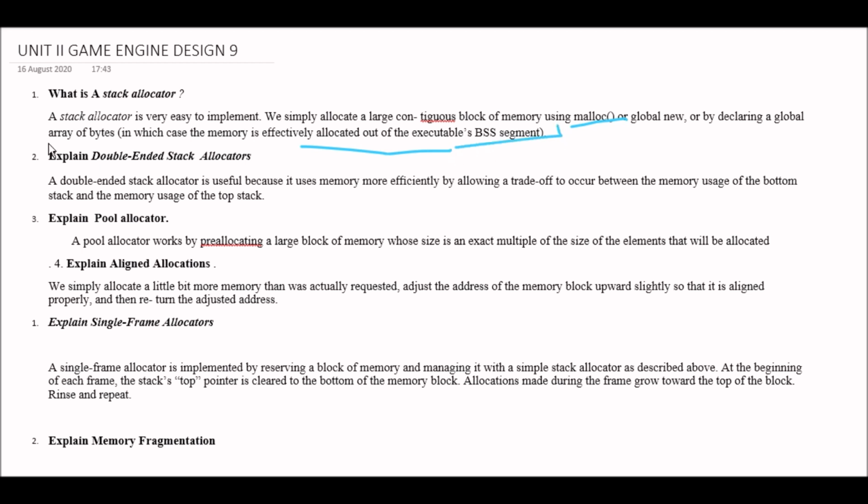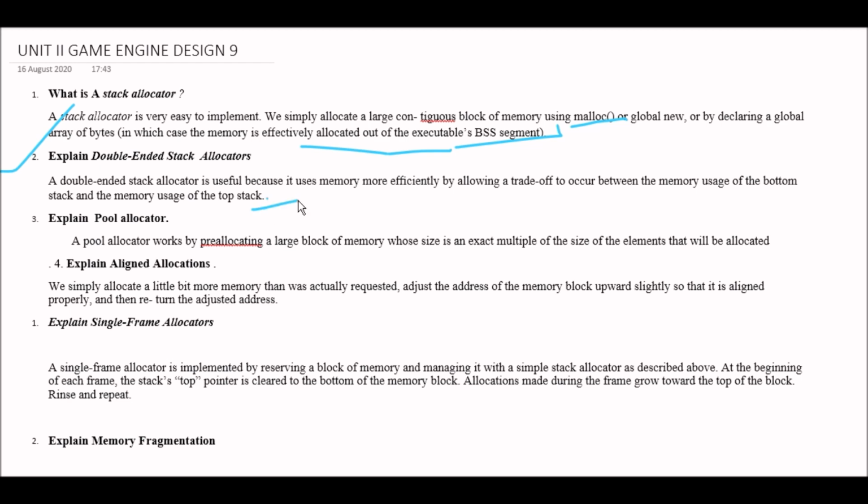Okay. Next question. Explain double-ended stack allocators. Answer is, a double-ended stack allocator is useful because it uses memory more efficiently by allowing a trade-off to occur between the memory uses of the bottom stack and the memory uses of the top stack.